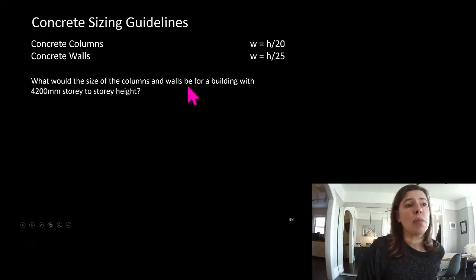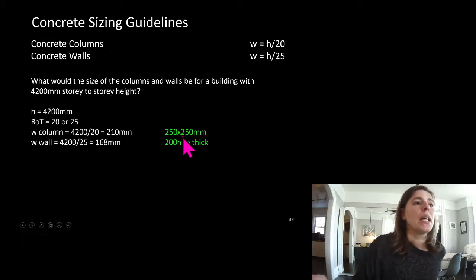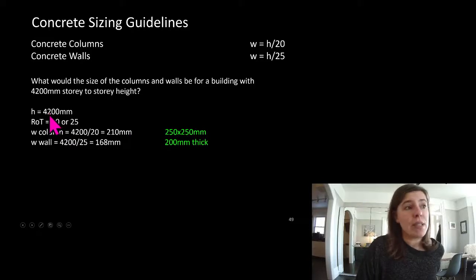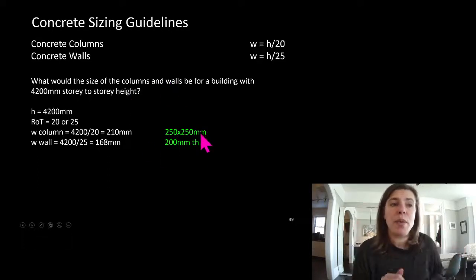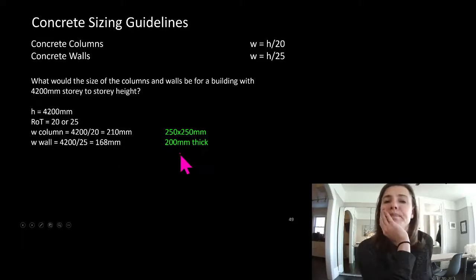What would the size of the columns and walls be for a building with a 4.2 meter story-to-story height, or 4,200 millimeters? So our height is 4.2. Our rule of thumb is height divided by 20 for a column or 25 for the walls. So our columns need to be at least 210 millimeters thick. So 250 by 250 would be a pretty good starting spot. And our walls would need to be at least 168, and I said 200 millimeter thick, we wouldn't go less than that anyway. So for this building, our columns would probably want to be 250 by 250, and our walls would want to be 200.